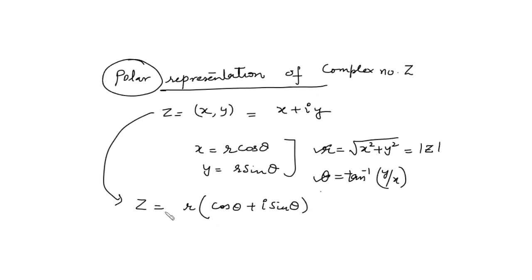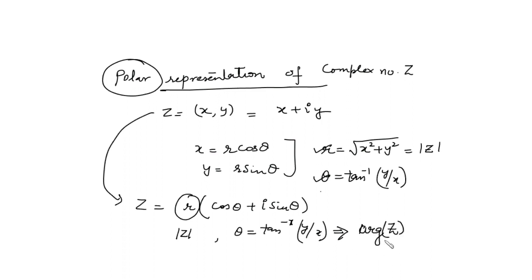So this is the polar form of a complex number where r is the mod of z and theta is tan inverse y upon x, which is said to be the argument of z. So the argument of z is tan inverse y upon x. The principal argument of z is denoted by capital ARG. This is the principal argument of z.